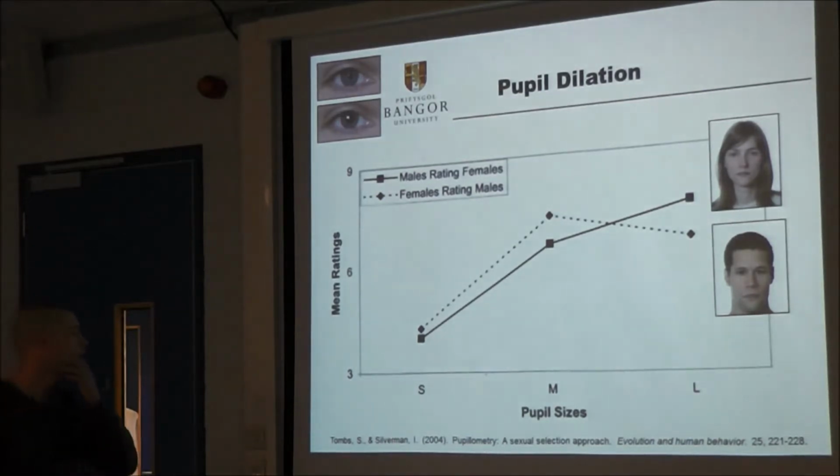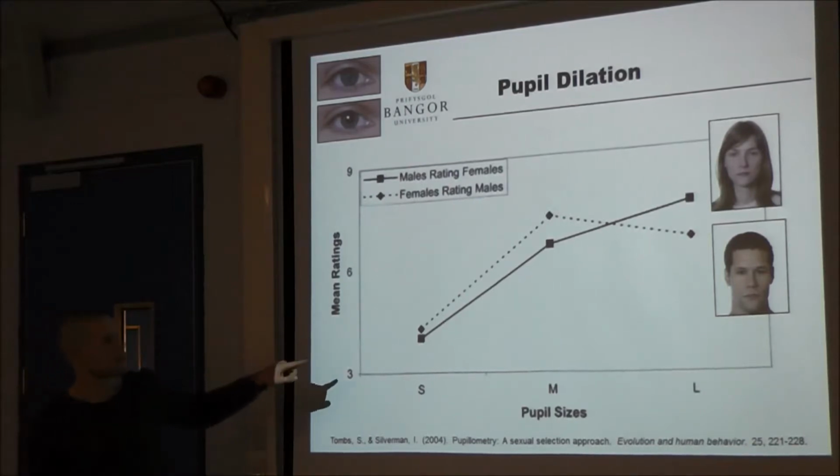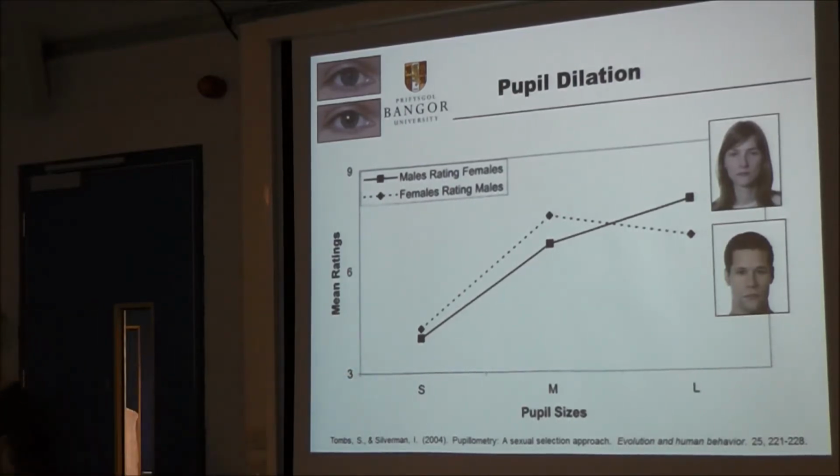So for example, this is just a study where participants are presented with different versions of different faces, and the faces either have dilated pupils, average sized pupils, or constricted pupils. And the participants, who in the case of this set of data are men and women, are asked how attractive they find these faces. So this is another UK lab. And in men looking at women, you get this linear effect. Basically, the bigger the pupils, the more attractive the faces.